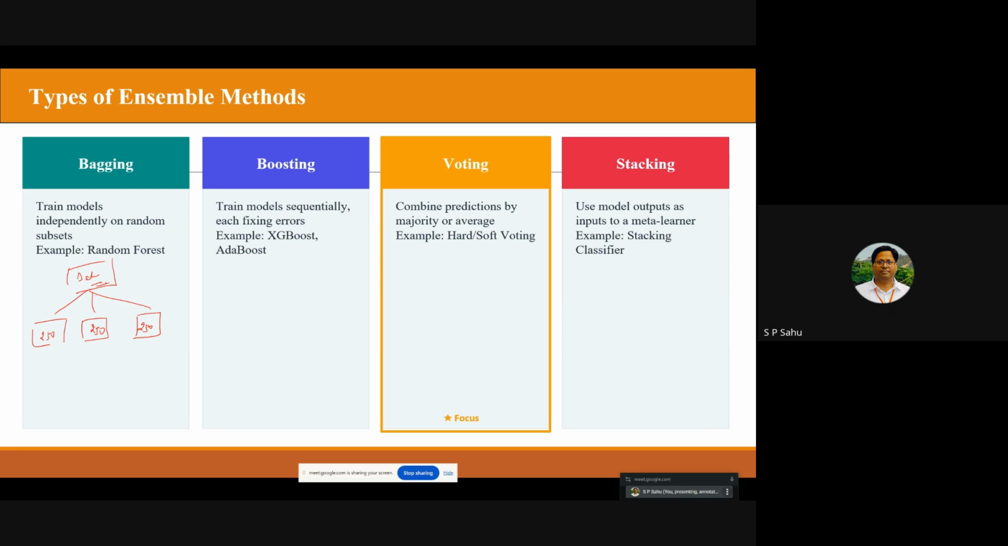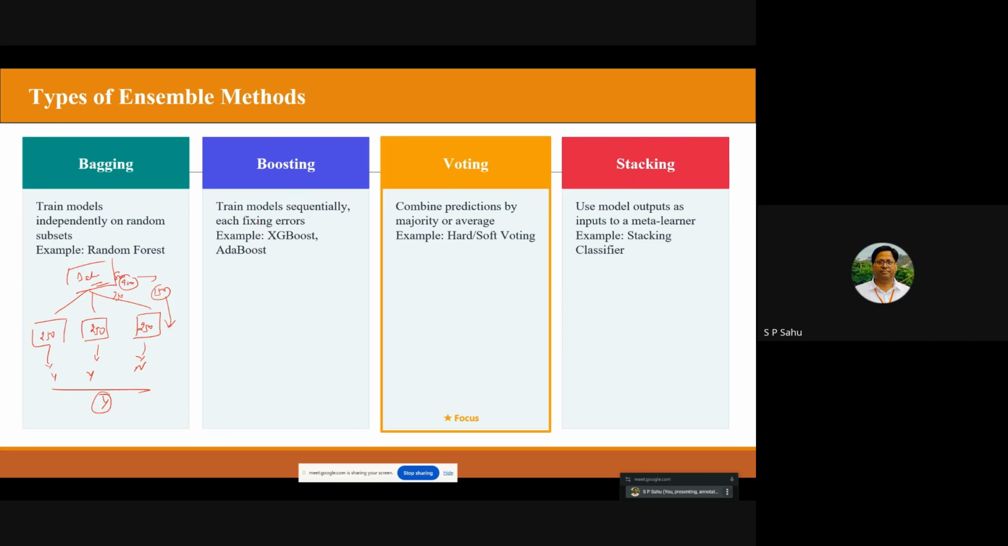Let us say that out of 900 samples, we are providing 750 samples here and 150 samples for testing. Later on, the testing will be done by these models. Based on this, yes, this yes, this no, so the majority will be yes. So the final decision will be like this. This is bootstrap aggregating, the bagging method.